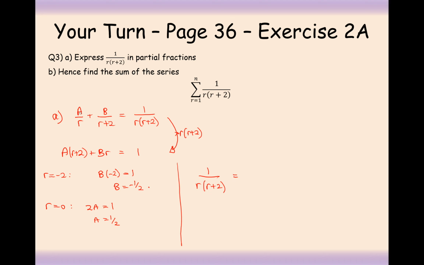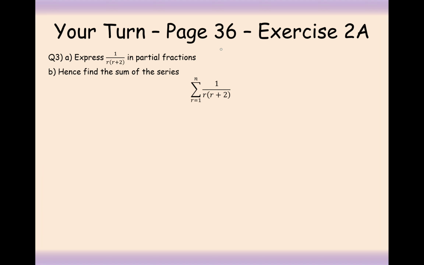So the answer to this question is that 1 over r times r plus 2 is going to equal 1/2 for a, so that would be a half over r, plus, sorry, no, it's minus for the b term, minus a half over r plus 2. So we can factorise out the half to the front, and it's going to be 1 over r minus 1 over r plus 2. So there we are. Remember that for the next part. Let's move on to the next part then. So remember it as 1 over 2 times 1 over r minus 1 over r plus 2.